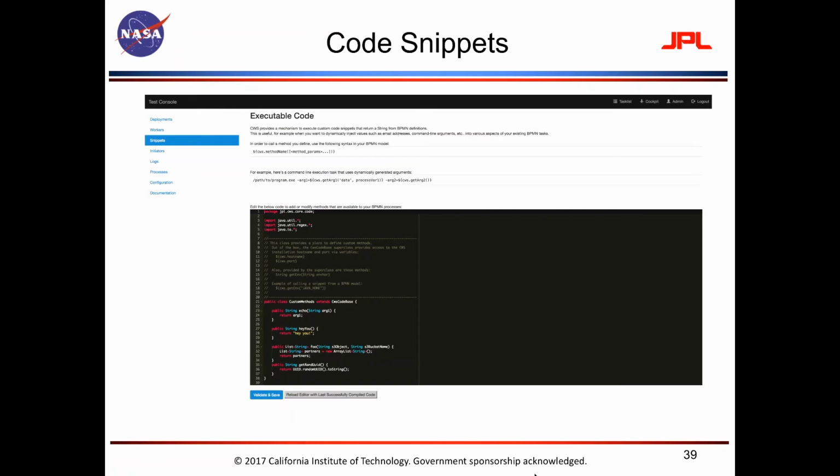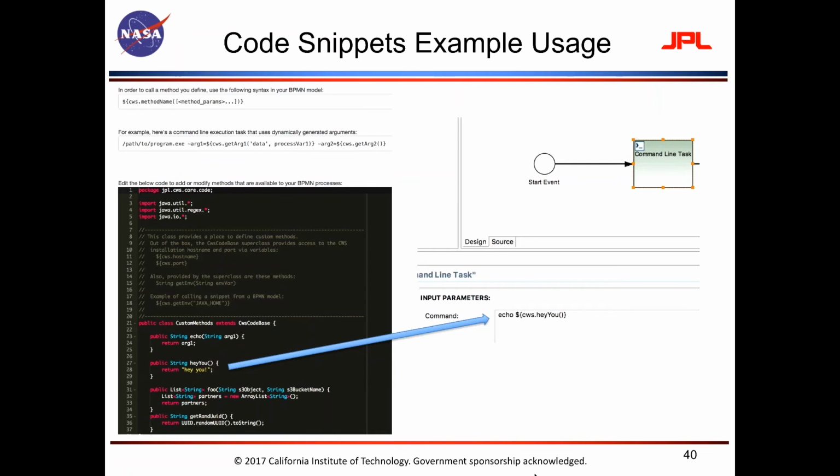So here's just an example of using one of those code snippets in a process definition. You just have to use a special syntax, and here's an example of calling the heyu method. So this would evaluate to the string heyu at runtime. This is a very simple example, but this is a very powerful concept because you can bring in all sorts of APIs that Java supports here and do almost anything.